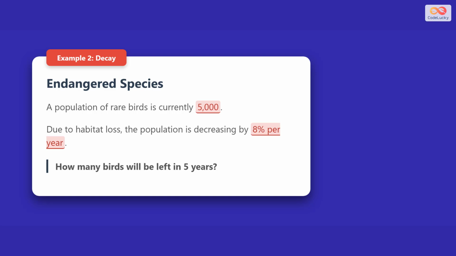Now, let's try a decay problem. Suppose we have an endangered bird species with a population of 5,000. Sadly, due to habitat loss, this population is decreasing by 8% every year. We need to calculate how many birds will be left in 5 years.